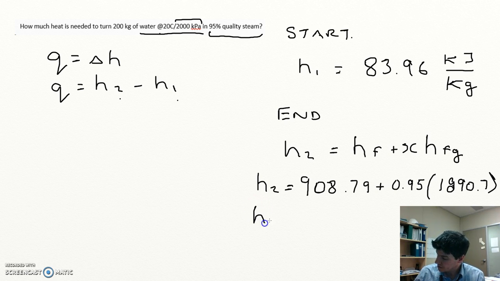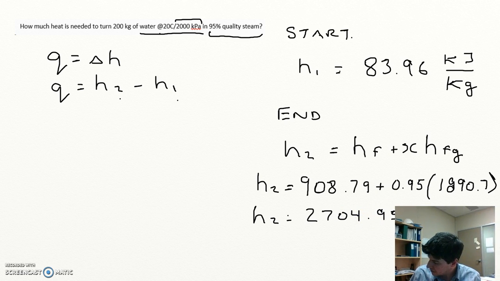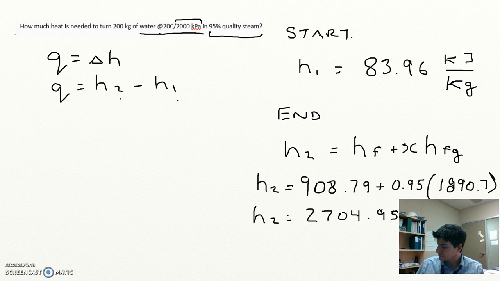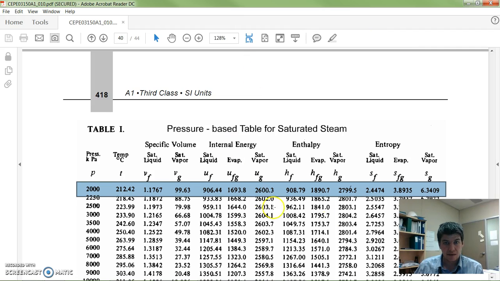So if I calculate that out, what I would find is that my H2 value is 2704.955 kilojoules per kilogram. And that makes sense to me. If I go back to my table, it's mostly vapor, so it's pretty close to my vapor properties, but it hasn't gone over. So I think that sounds reasonable to me.